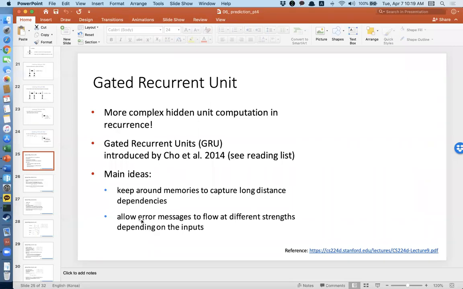It allows error messages, like the deltas that I've talked about today, something related to your loss function or cost function, to flow at different strengths depending on the input. You'll start to understand what this means.